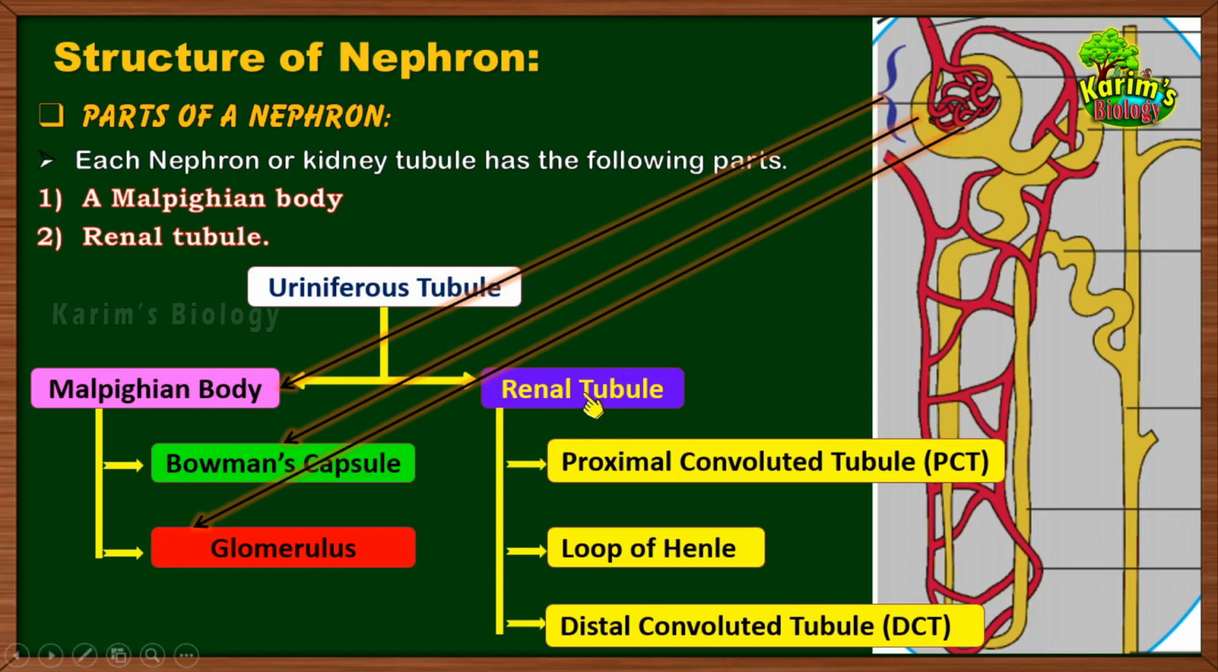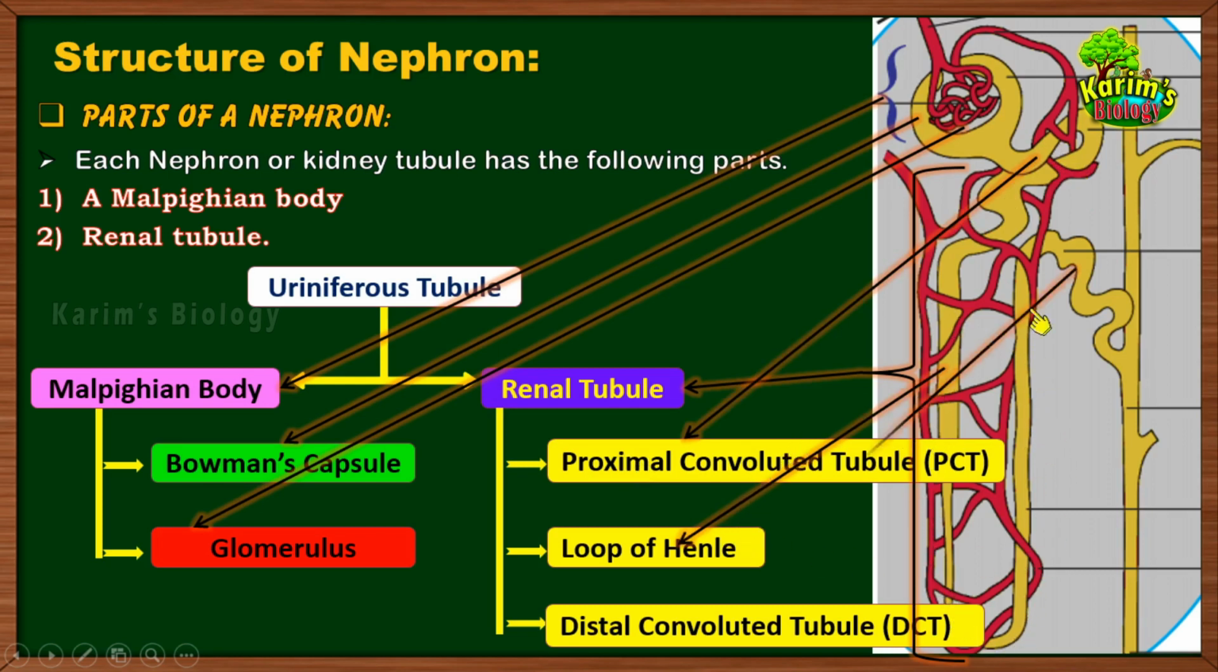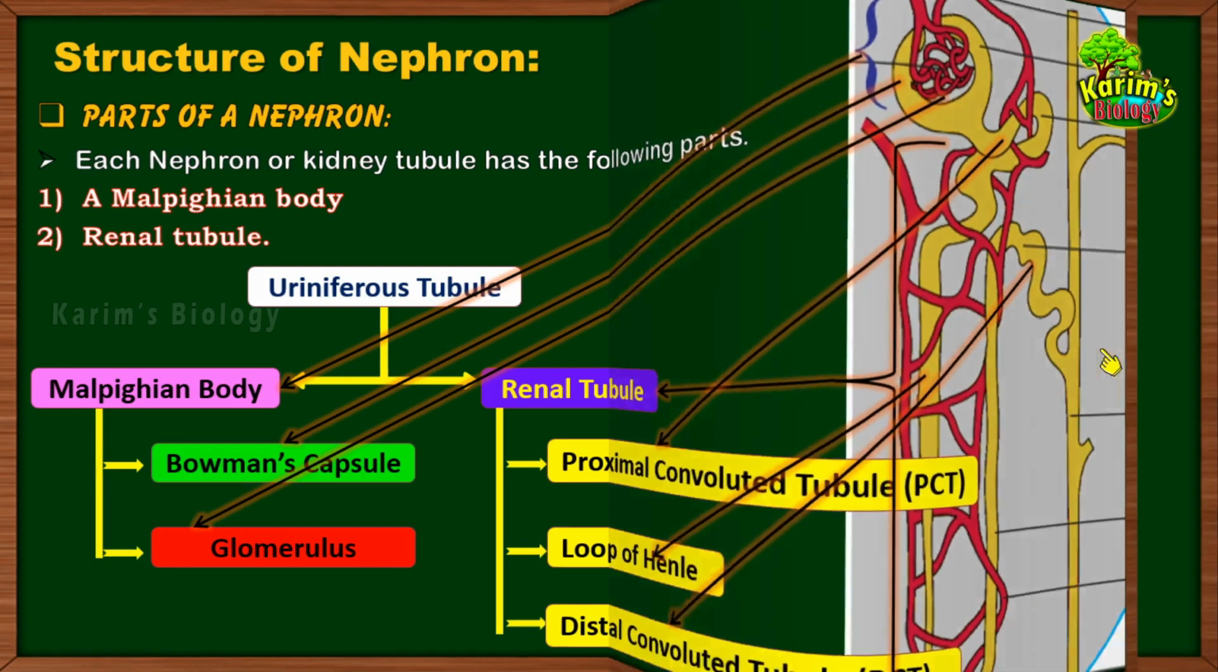And within this renal tubule, I told you that there are three parts. The first one is the proximal convoluted tubule or PCT. Now let us see where it is located. This entire part is the renal tubule, and this particular first part is called proximal convoluted tubule, and this U-shaped curve here is called loop of Henle, and the last part over here is called distal convoluted tubule. So this is the flow chart to explain the structure of a nephron. Now from the next slide onwards, we will be discussing each and every part individually.